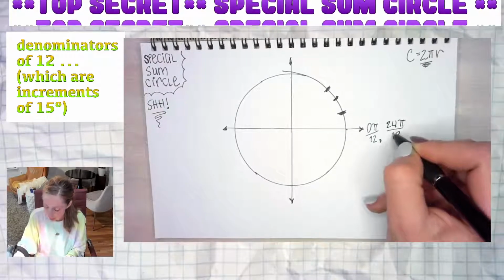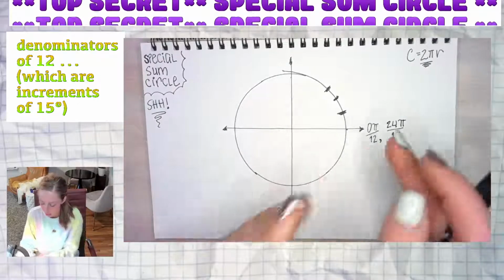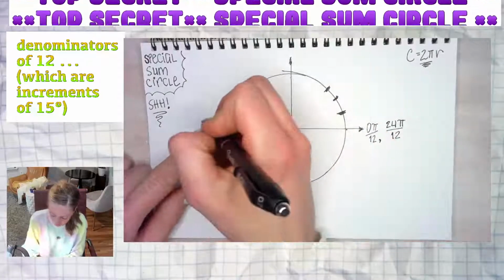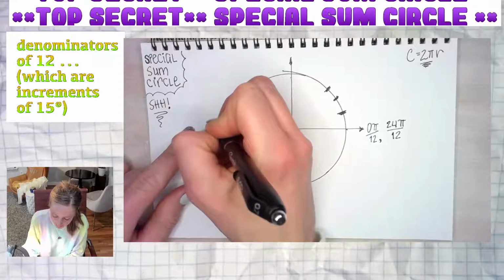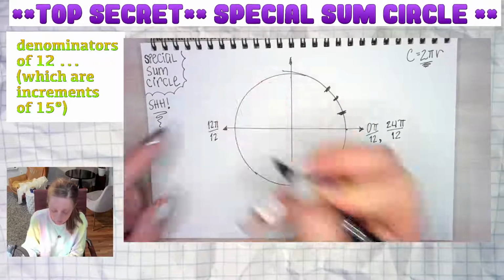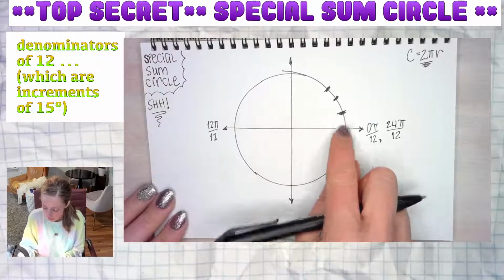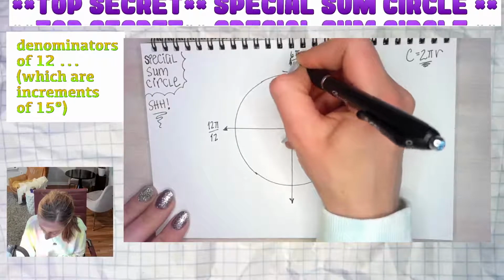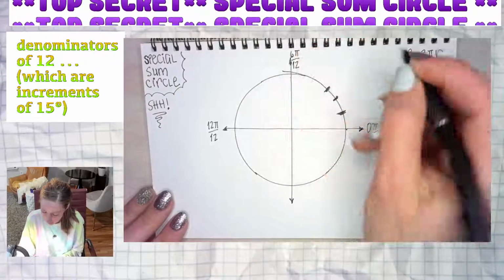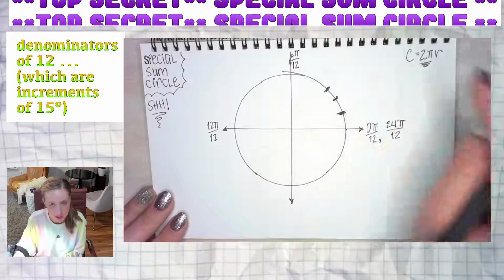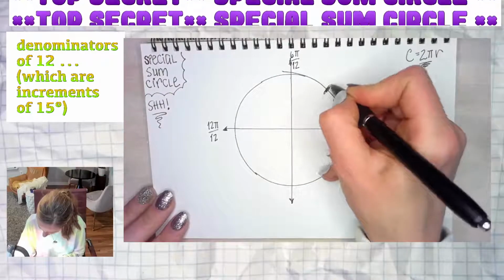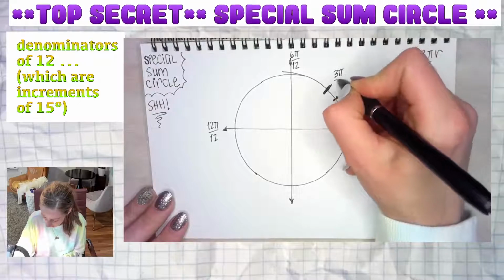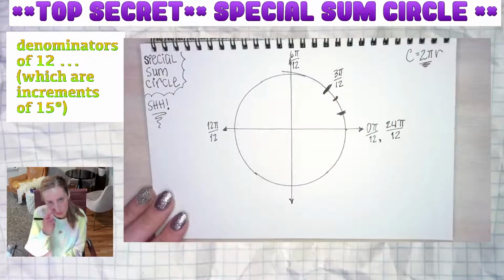And then, pretty easy from here, we're just going to start chopping it up. What's halfway between 0 and 24 pi over 12? That's 12 pi over 12, which makes sense because that's supposed to be pi. What's halfway between 0 and 12 pi over 12? That's 6 pi over 12. What's halfway between 0 pi over 12 and 6 pi over 12? Well, right here, smack in the middle, that's 3 pi over 12.